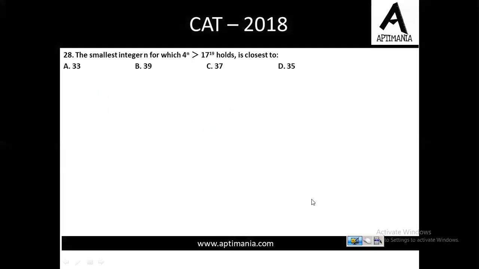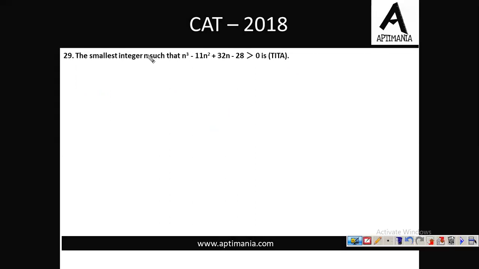Let's go to the next question. Question number 29 is on the screen. The smallest integer n such that n cube minus 11n square plus 32n minus 28 is greater than 0. It's a question purely based on inequalities. It's a cubic inequality. So in order to find the roots of this inequality, since it's cubic, we'll start with a hit and trial method. We'll look for a value.